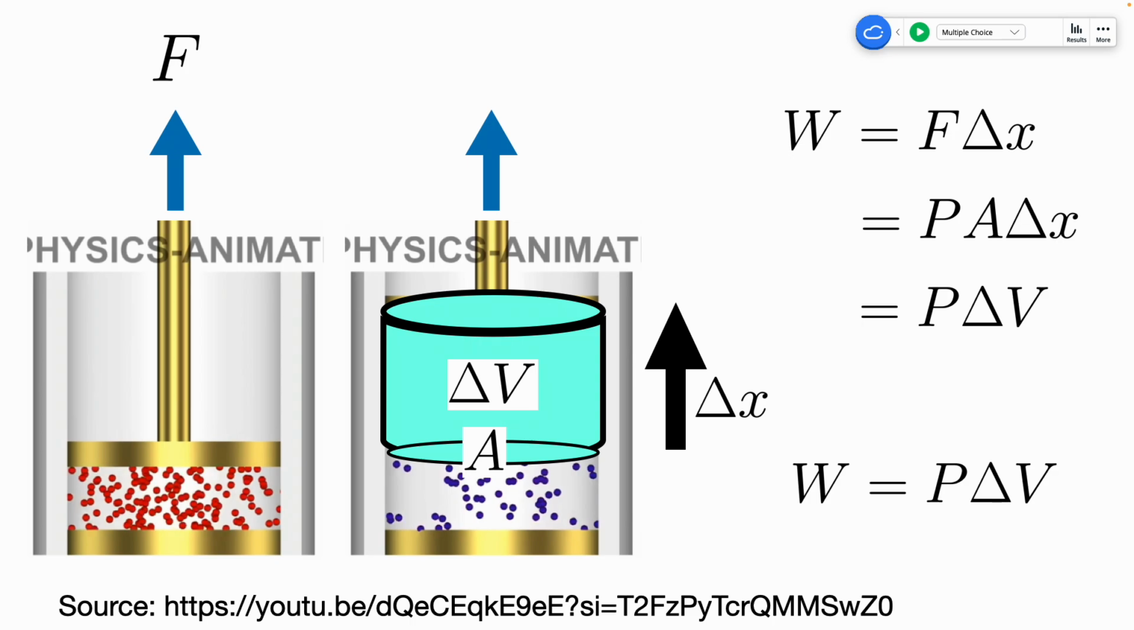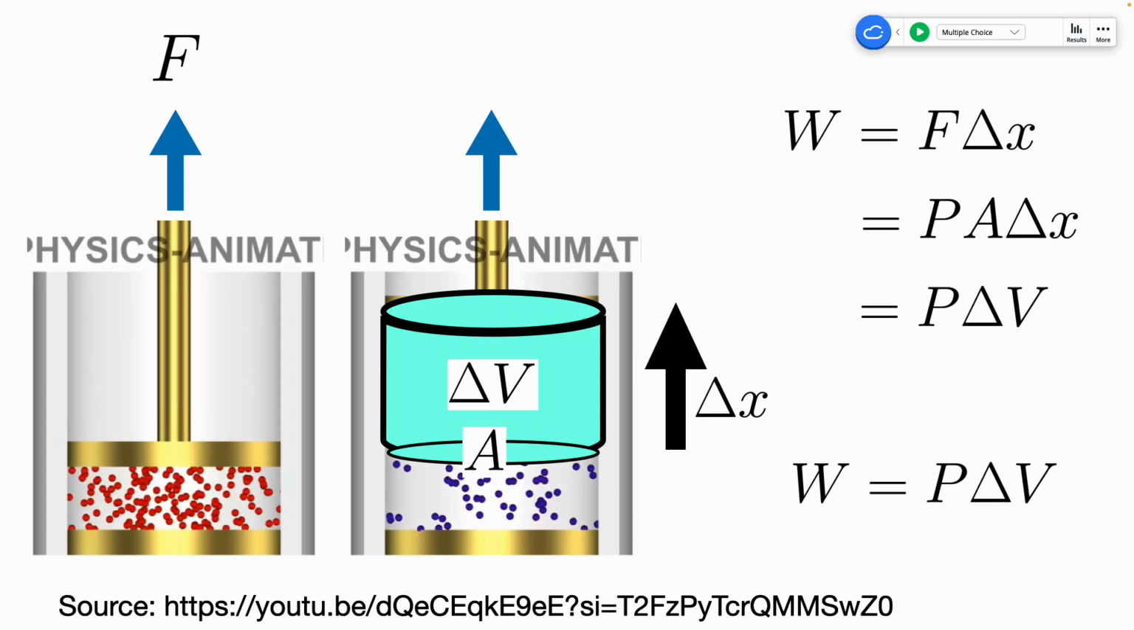This works not only for a cylinder. If you have a balloon or irregular shape, you just need to calculate the overall volume change to get the work done by the gas, as long as it is a quite steady process. If you do some weird thing too fast, then it's really hard to calculate, and we don't do that. Okay? Any question with this formula?